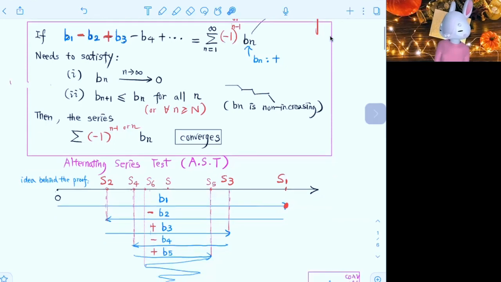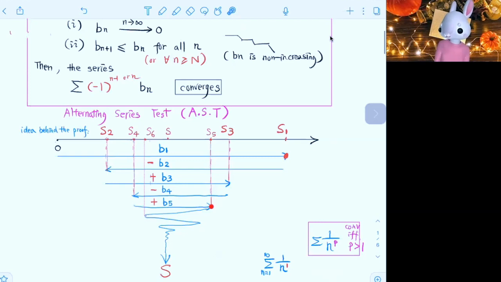Now you add one more term, B3. B3 is positive, so you go back in the positive direction this way. And you're not going to go beyond this one. You're going to stop somewhere before you reach this. So stop here, and you have B1 minus B2 plus B3. So that's S3, the sum of the first three terms. And then you continue in this pattern: minus B4, plus B5.